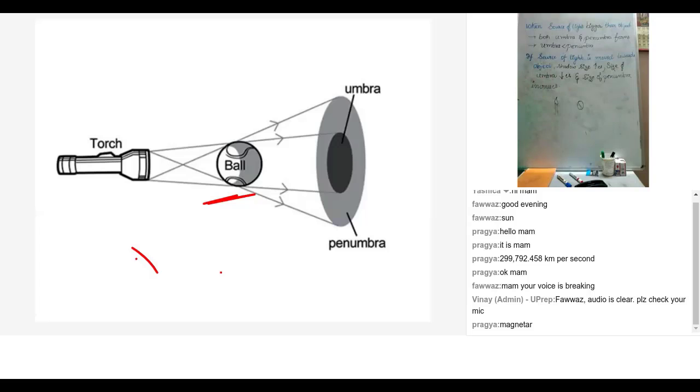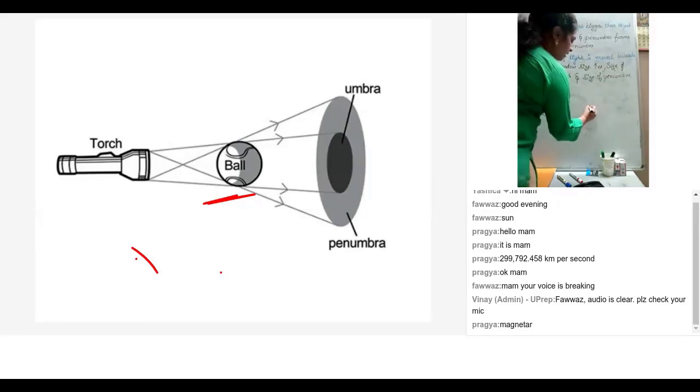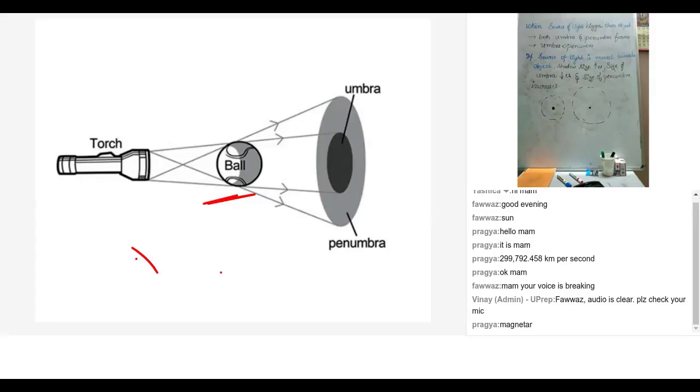Also, in that shadow, you will see the size of the umbra still decreases. It is anyway smaller than the penumbra, but it goes still smaller, and the size of the penumbra keeps on increasing. So you might be seeing a shadow something like this, where initially the size of the umbra is this and the size of the penumbra is this, but once I have moved the source of light towards the object, I can see the size of the umbra still decreases and the size of the penumbra increases.